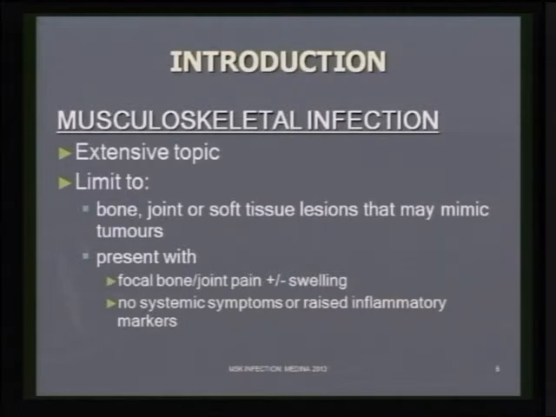So what I want to do, just to limit the topic here, is to talk about bone, joint, or soft tissue lesions that may mimic tumour. So these are really patients who are presenting to a tumour service with a potential bone or soft tissue tumour. And they're presenting with focal bone or joint pain, maybe with or without swelling, and usually no systemic symptoms or abnormalities of the inflammatory markers. So they're presenting clinically with a bone or soft tissue tumour. And I want to just go through some of the features that would indicate that, in fact, this is a bone or soft tissue infection rather than a tumour.